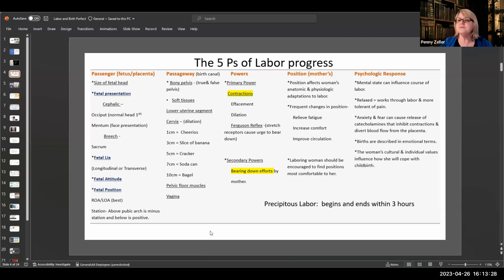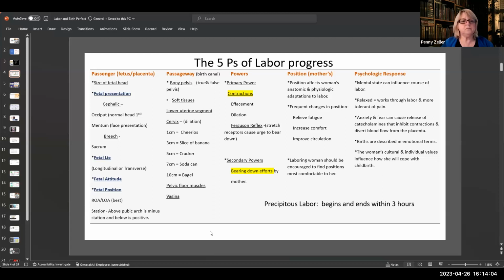So what you need to know about these 5 keys is that they hinder or they can help labor. Okay, these 5 P's. So you need to know the 5 P's, what they are: psychologic, position, power, passageway, and passenger. Now the passenger, there's several things under the passenger. It could be the size of the baby, the lie of the baby, but position also refers to mother. So passenger, passageway, powers, position, and psychologic response.